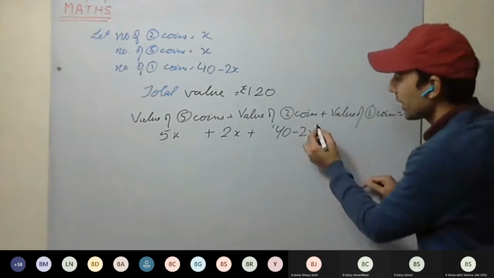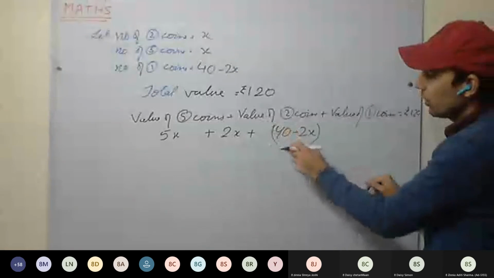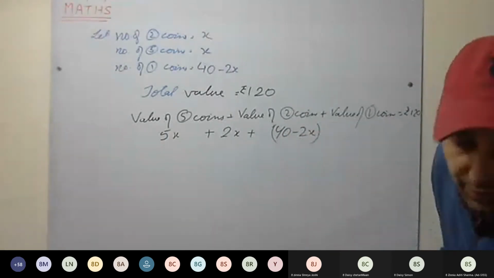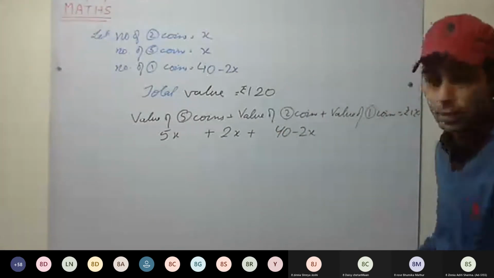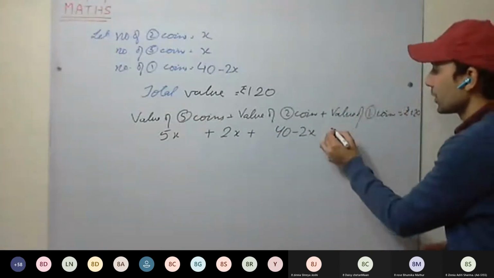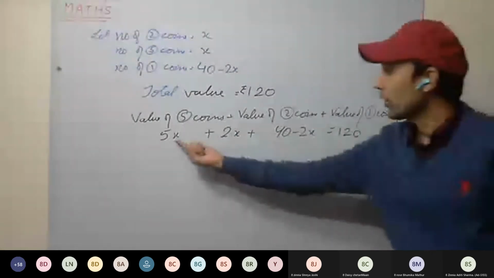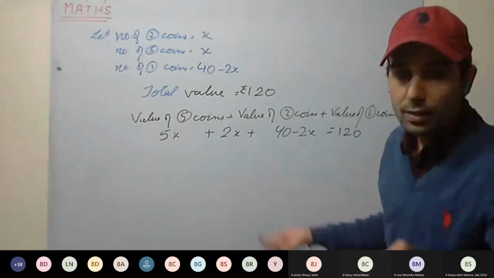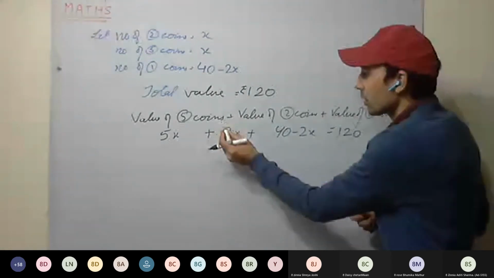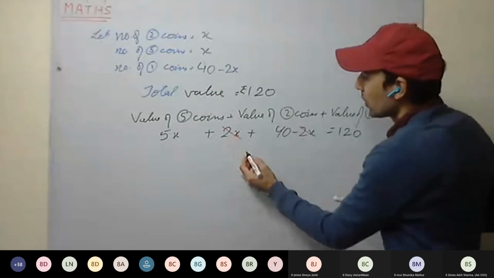Okay. If you want, you can write it like this as well. It's fine. But here it is plus. So if you remove the brackets, it won't change anything. Okay. And this is equal to how much? 120. Now further you can solve 5x, 2x minus 2x. It gets cancelled. 2x and minus 2x, 0.